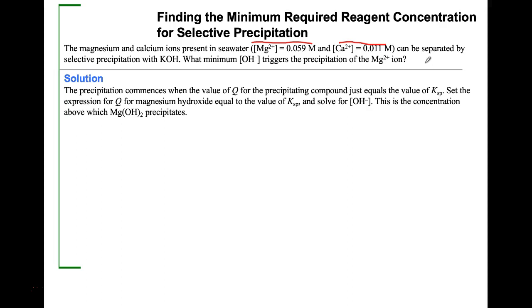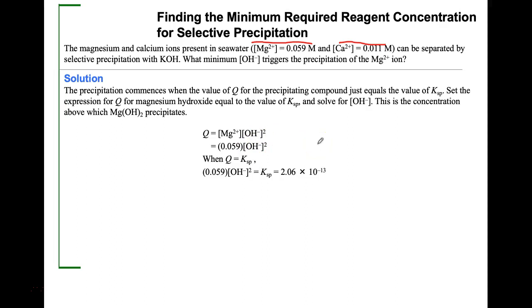So the precipitation commences when the value of Q for the precipitating compound, which would be magnesium hydroxide, just equals the value of KSP. So we're going to set the expression for Q for magnesium hydroxide equal to KSP for the hydroxide. This is the concentration which will precipitate out, and it looks like this. So Q equals the magnesium times the hydroxide squared. We know the magnesium is up here, 0.059 molar, so we're going to solve it for the hydroxide.